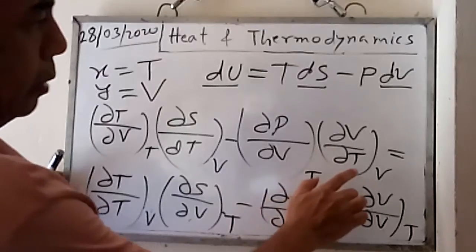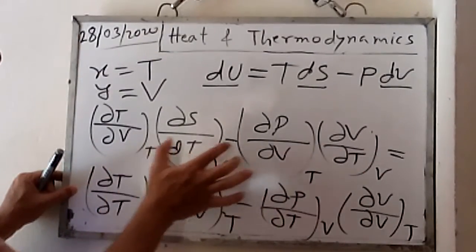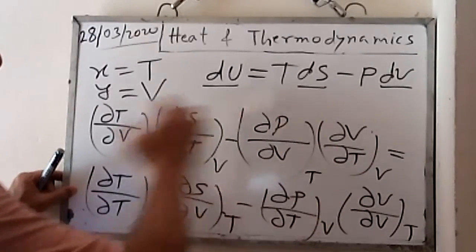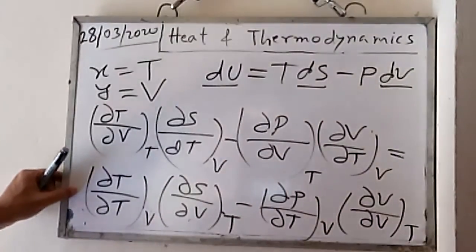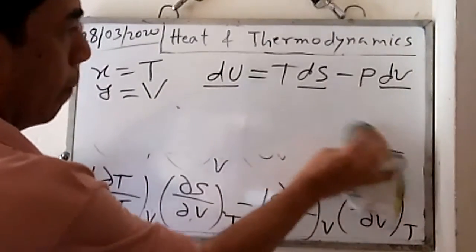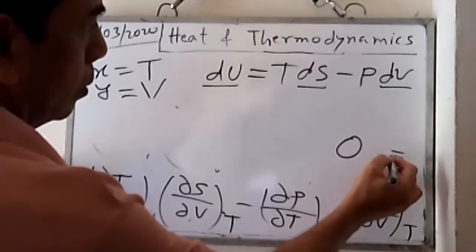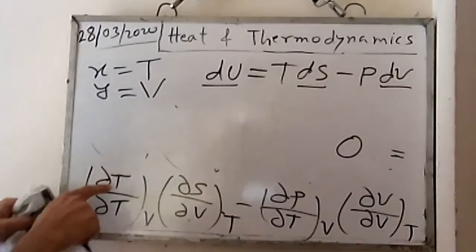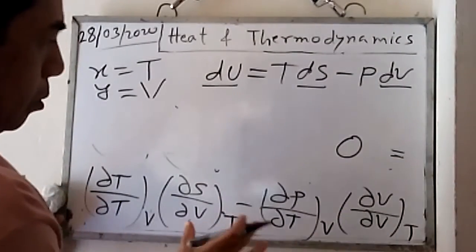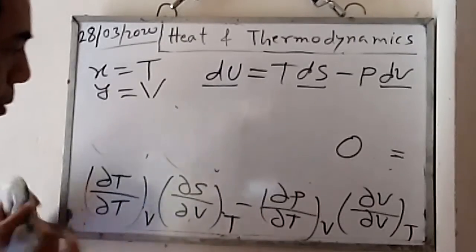This also 0. So this is 0 minus this is 0, this one 0. The left hand side will be 0. Now del T by del T, this is 1, and del V by del T, this is 1. So you only found these two terms equal to 0.